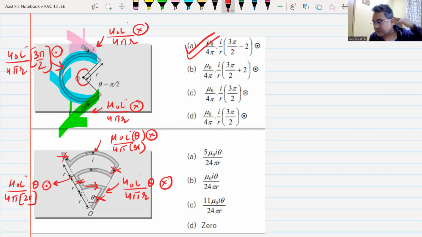Then you can find out which field is more. I think inside field will be more. So you add the inside field and subtract the outside field and you will get your answer.